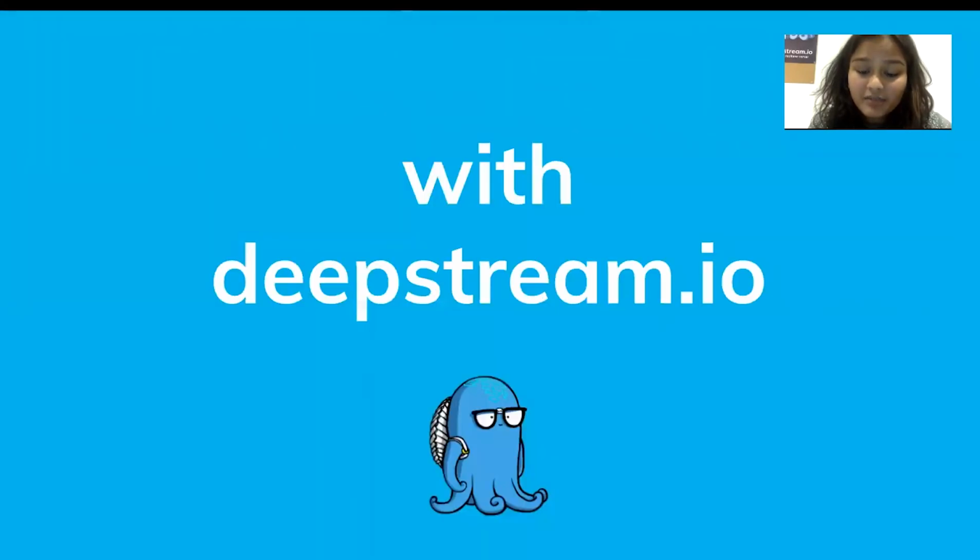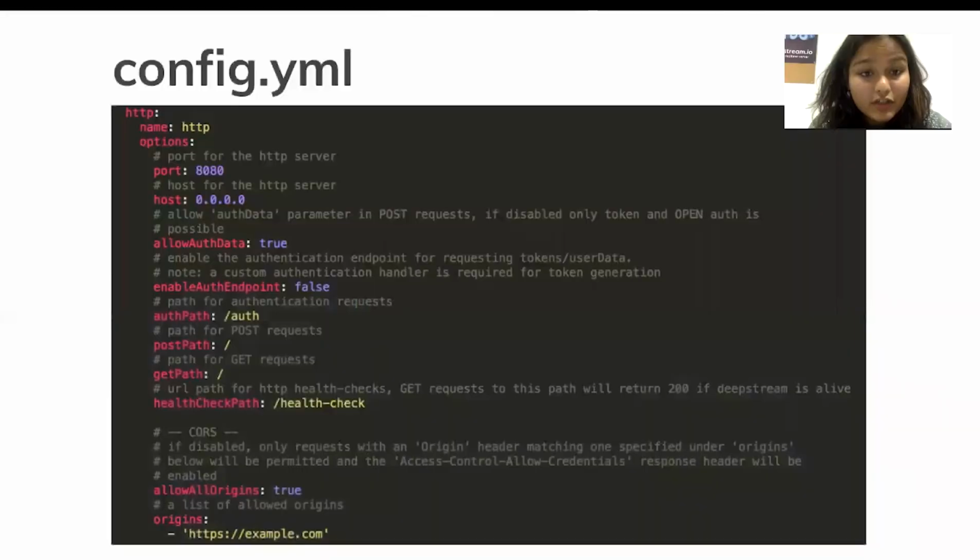First of all, with Deepstream IO, you of course have the config.yaml file, which comes along with the server when you download it. And in the config.yaml file, you have a section called HTTP, which is completely the configuration with respect to the HTTP server that is part of Deepstream. I mean, we all know that Deepstream comes with both the HTTP server and the WebSocket server, right? So here's where we configure the different options we would like to use with the HTTP API. Let's quickly run through the options specified here.